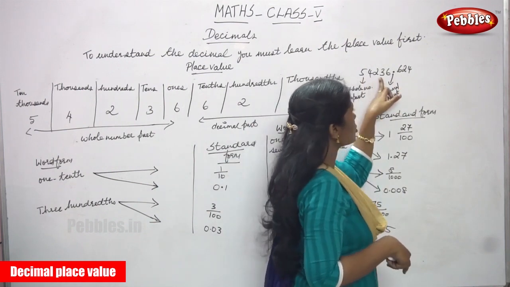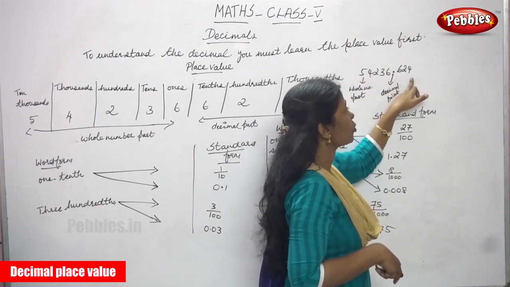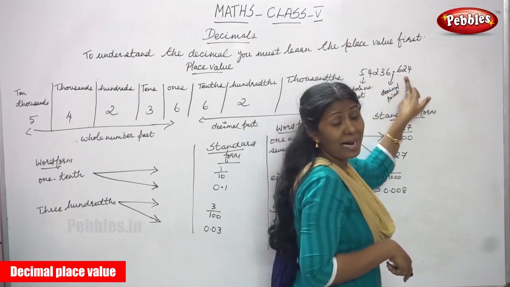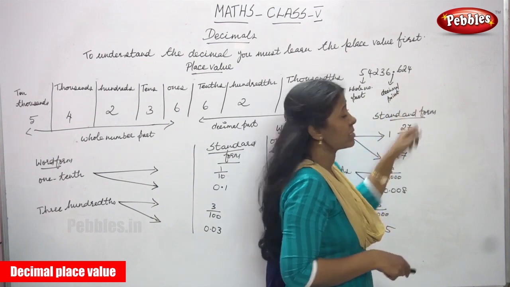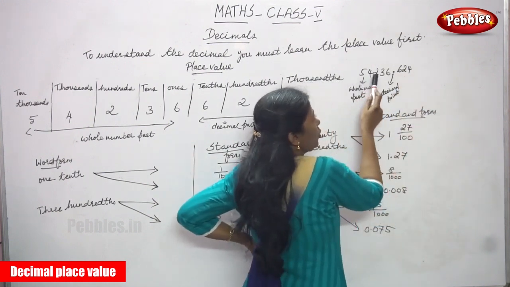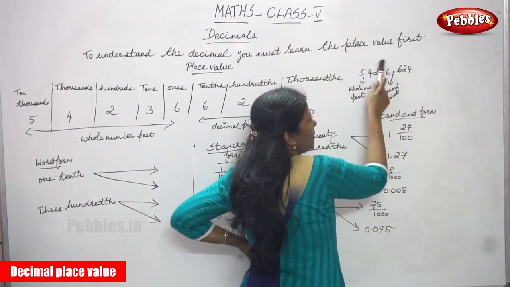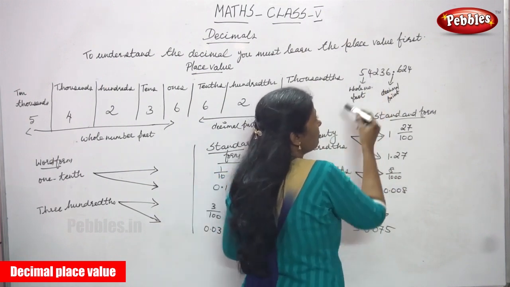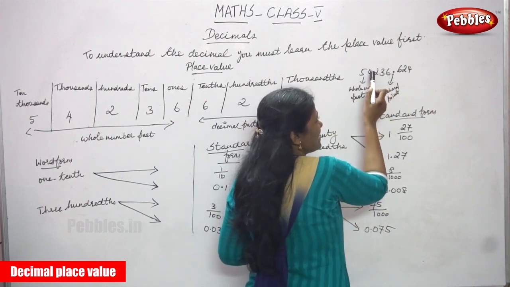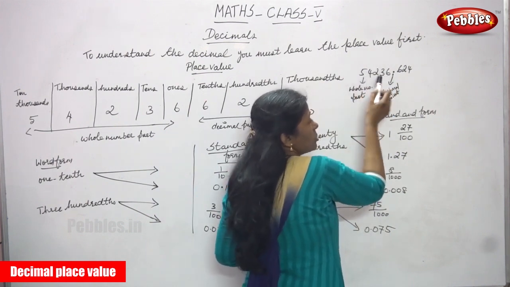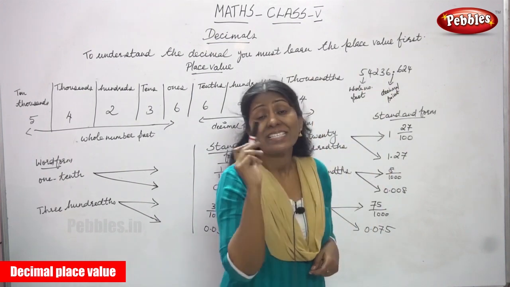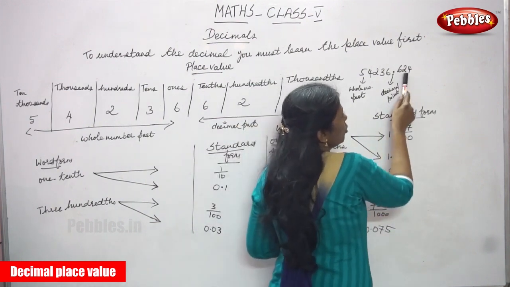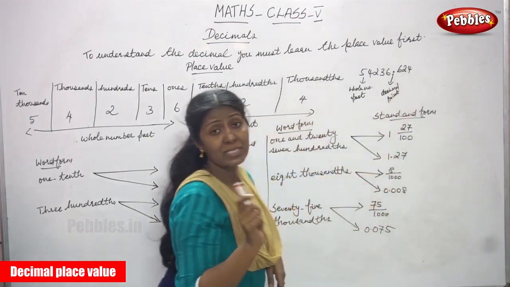So 54,236.624. The 624 is 6 tenths, 2 hundredths and 4 thousandths. Again we'll repeat: 54,236. The whole number part, what is it called? This is the whole number part. How could you say this number? 54,236 with ones, tens, hundreds, thousands, ten thousands. So 54,236.624. That is 624 is 6 tenths, 2 hundredths and 4 thousandths. This is the place value.